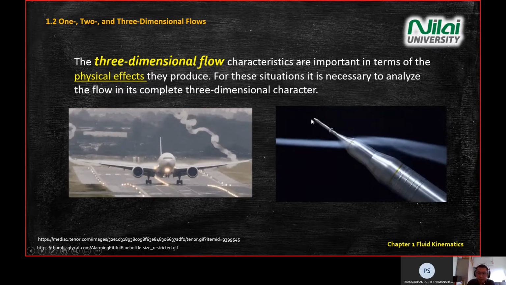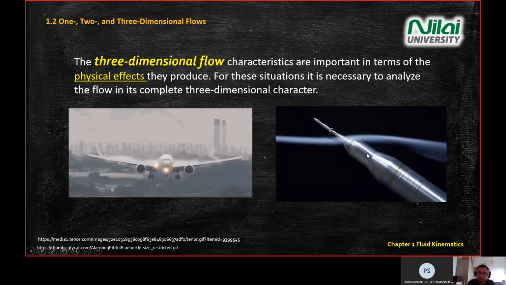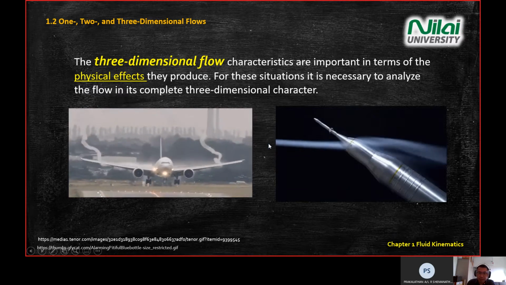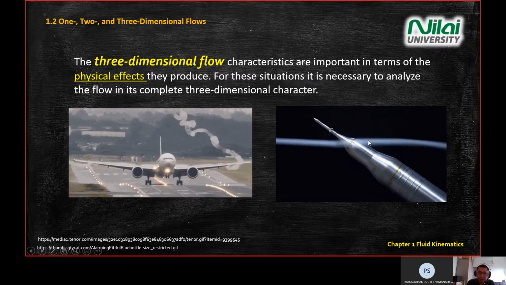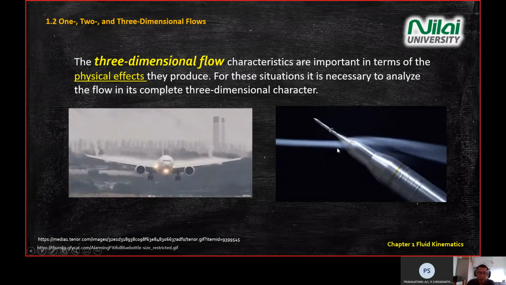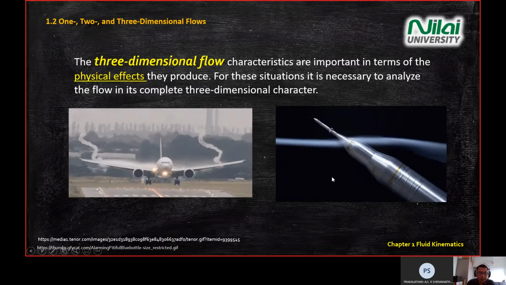And this one is more on the wind tunnel test on the shape of the rocket. And then there's a smoke flow along the surfaces. So these are all three-dimensional flow experiments, right?